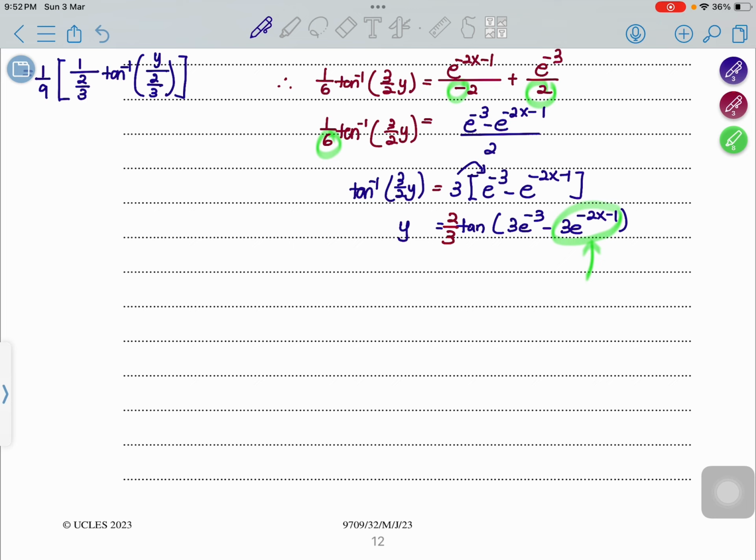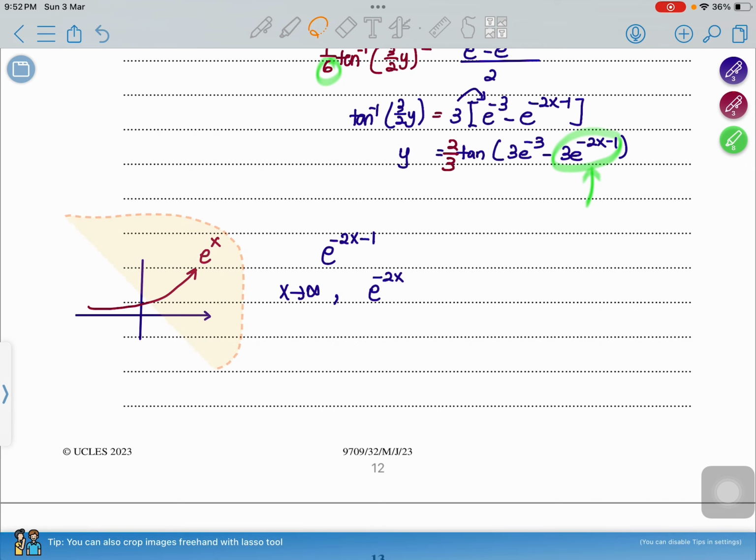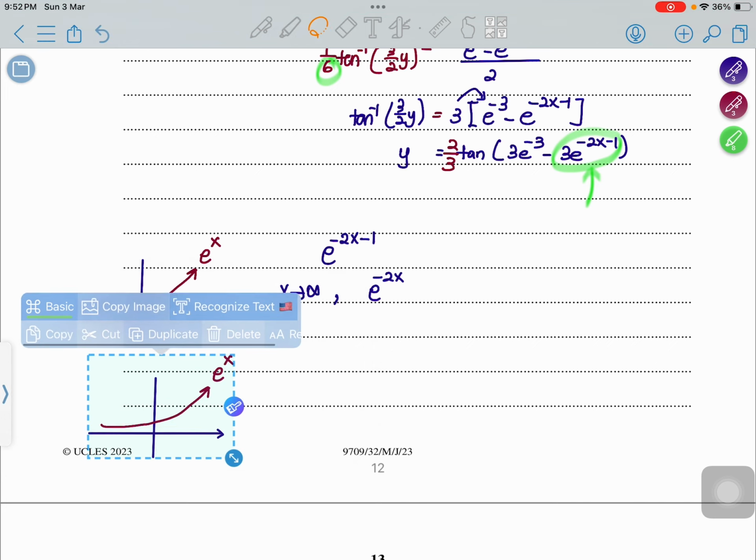So let's decompose. I'm just solving for e to the power of negative 2x minus 1. If x approaches infinity, my instinct tells me to find out what it will be for e to the power of negative 2x. If you're very good at sketching, if I ask you how to sketch e to the power of x, I think most of you will be able to do it. This is e to the power of x. So how will you sketch e to the power of negative x? It's a reflection on your y axis.